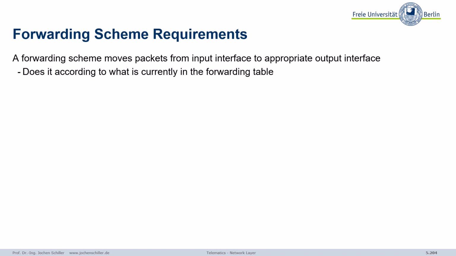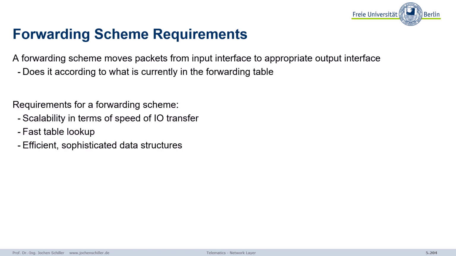Okay, what do we do? The forwarding scheme, basically, as I said, moves the packets from input to the appropriate output, simply based on the forwarding table. It has to be extremely scalable. You have to be able to look up these entries in a very fast, efficient way, and this is where we really need an efficient, sophisticated data structure.